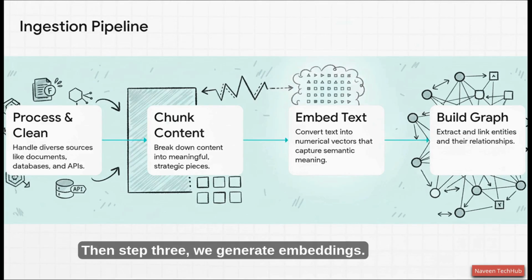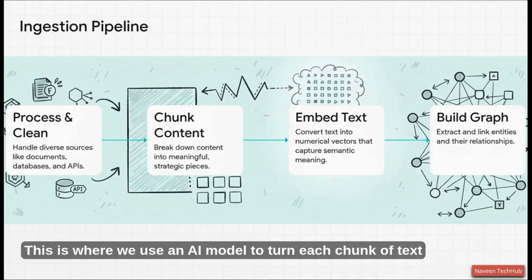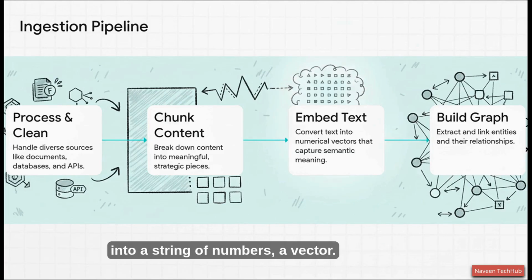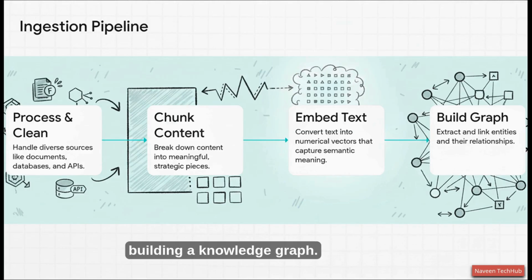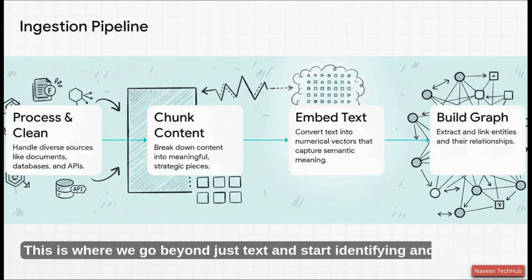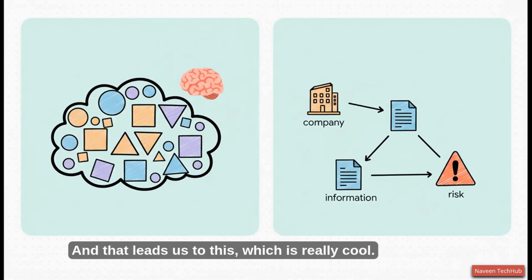Then, step 3, we generate embeddings. This is where we use an AI model to turn each chunk of text into a string of numbers, a vector. You can think of it like giving every piece of information its own unique coordinate on a giant map of ideas. And for a truly smart system, the final step, building a knowledge graph. This is where we go beyond just text and start identifying and connecting the dots between companies, people, and products.